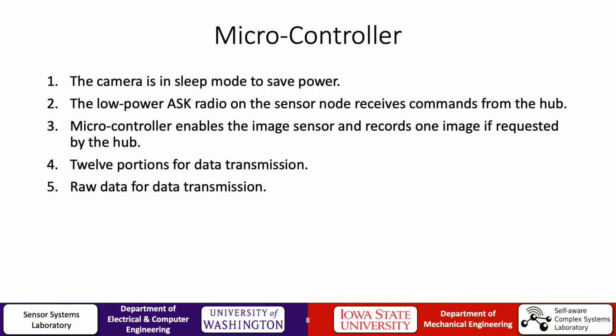The MCU breaks the raw image data into 12 portions for data transmission. Please note, we do not perform any compression using the sensor node processor because this process is very power hungry and slow.